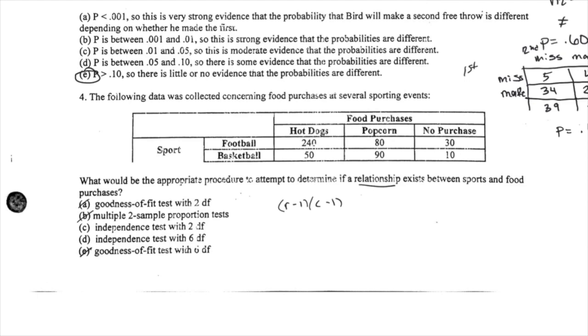That's clear. What's my degrees of freedom? It's going to be rows minus 1, so that's 2 minus 1 times 3 minus 1. So that's 1 times 2, or just 2. So it tells us that C is the correct answer. Okay, there's the first page. On to the second page.